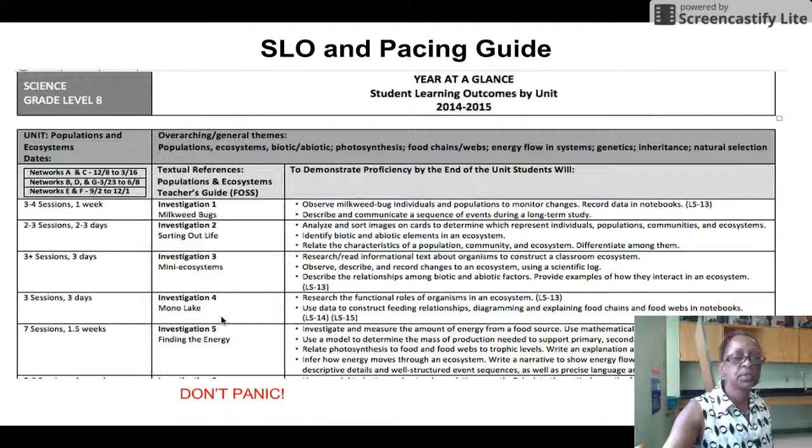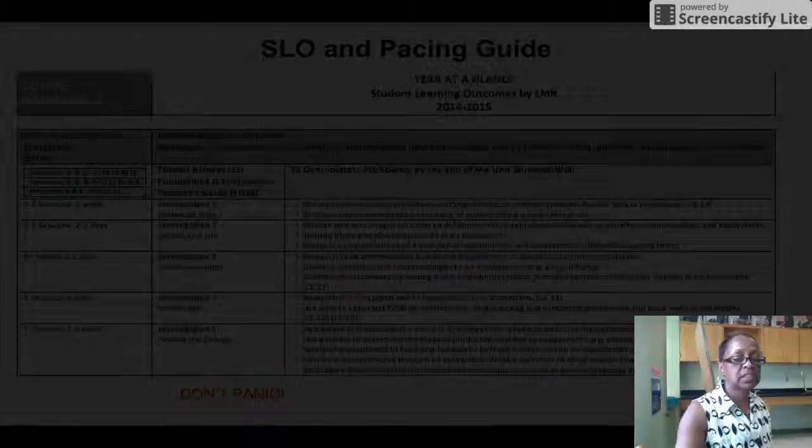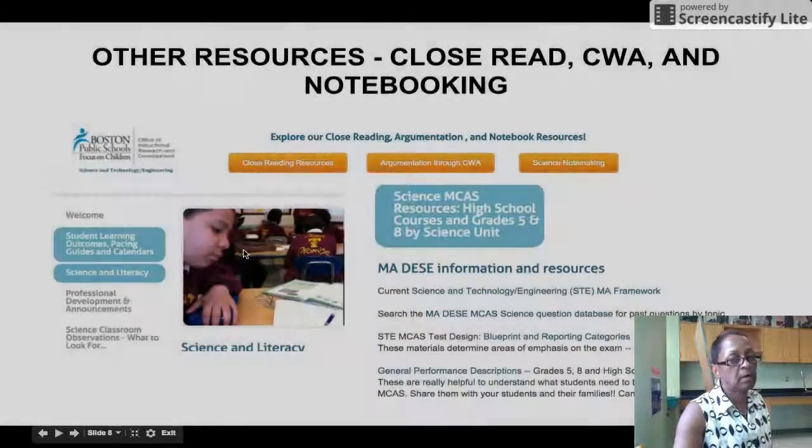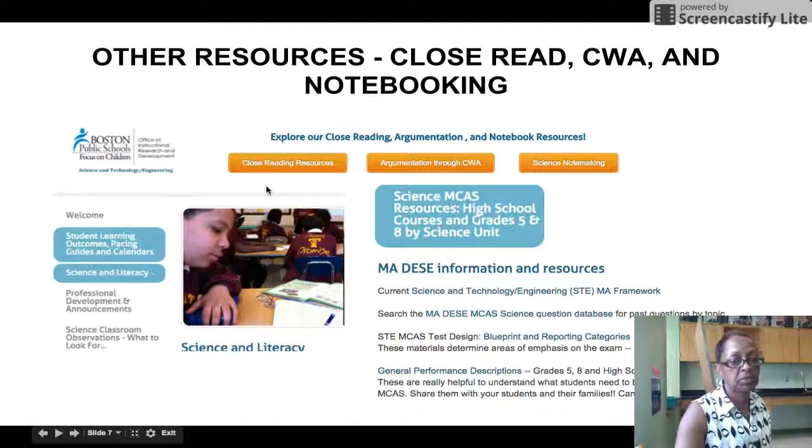In addition to the student learning outcome guide, I find that the science department has a wealth of other resources available to us. When I look under science and literacy, we find that there are close reading resources. Then there are common writing assignments, where students are learning to write argumentation through science concepts. And then there's science notebooking, teaching us how to set up notebooks. These are all on separate tabs. I just cut and pasted and put them together to make it a little easier to discuss.